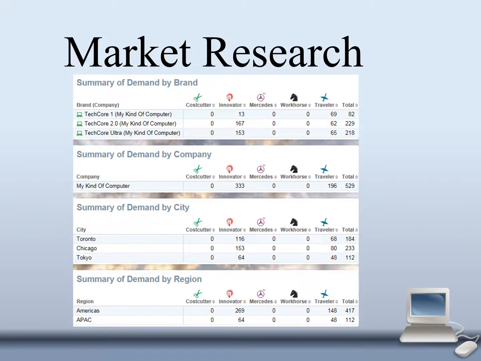Throughout our market research, we looked at all the brands that My Kind of Computer offers. We have the TechCore 1, the 2.0, and the Ultra: your basic model, your medium, and then your premium computer. The sections that we focused on were the innovators and the travelers. For a variety of reasons, we found that the innovators liked the kind of computer and the price points that we were offering, and the travelers liked our compact design for our laptops. It was able to be carried on the plane, it was lightweight, and it was just useful for their environment.